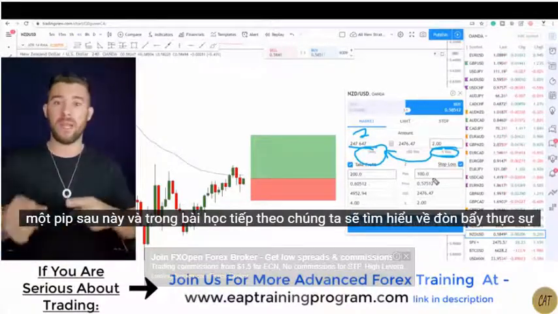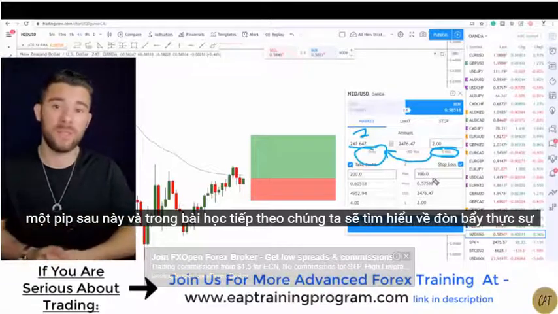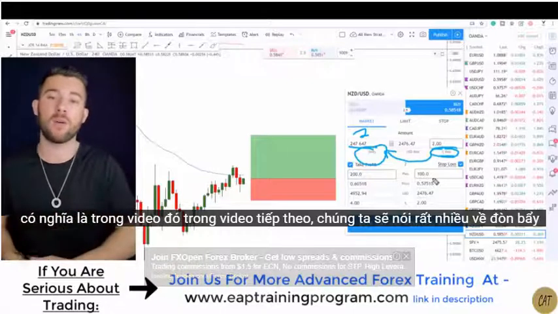Later on, and in the next lesson, we are going over what leverage really means. So in the next video, we're going to talk a lot about leverage.